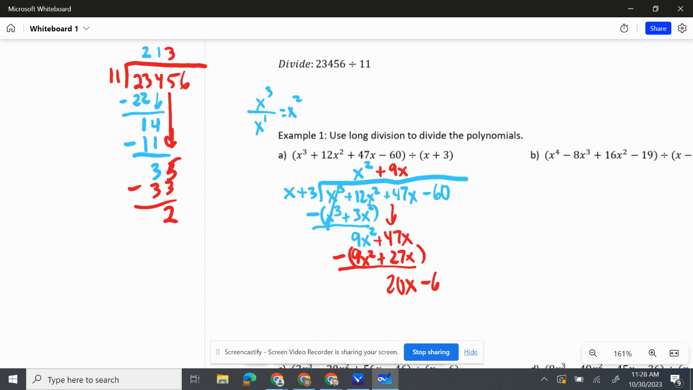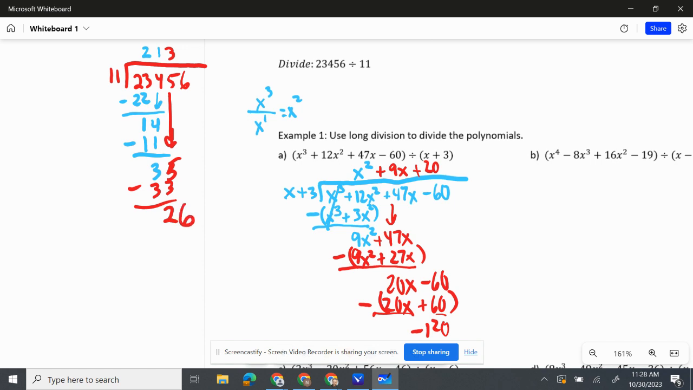So I'm going to bring down the 60. x goes into 20x 20 times. 20 times x is 20x. 20 times 3 gives me 60. And I subtract my terms. And that gives me negative 120.